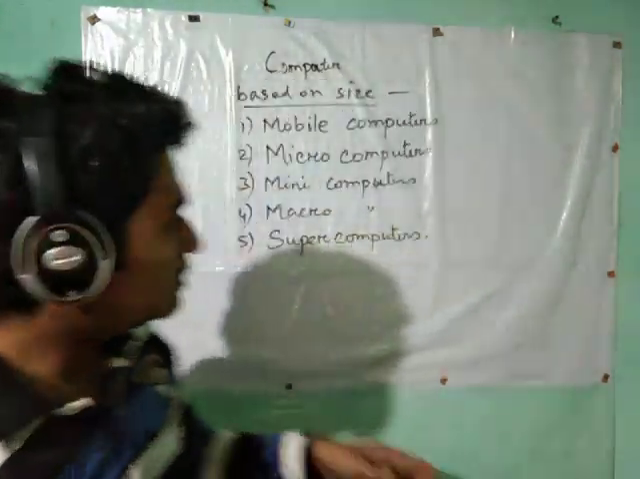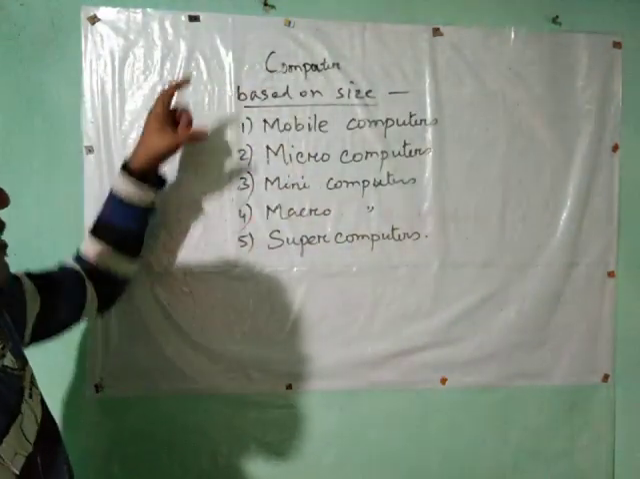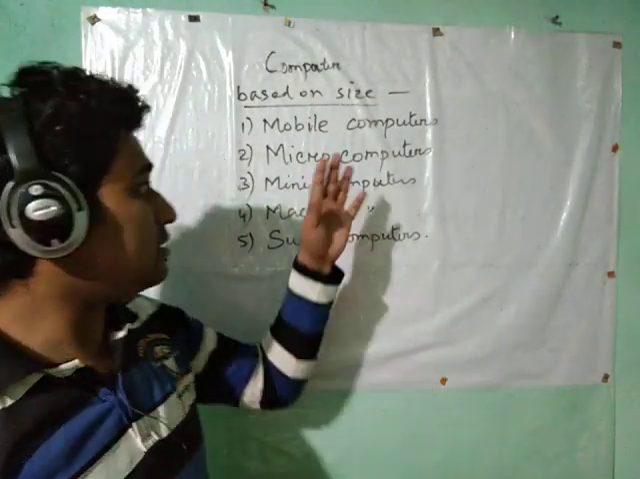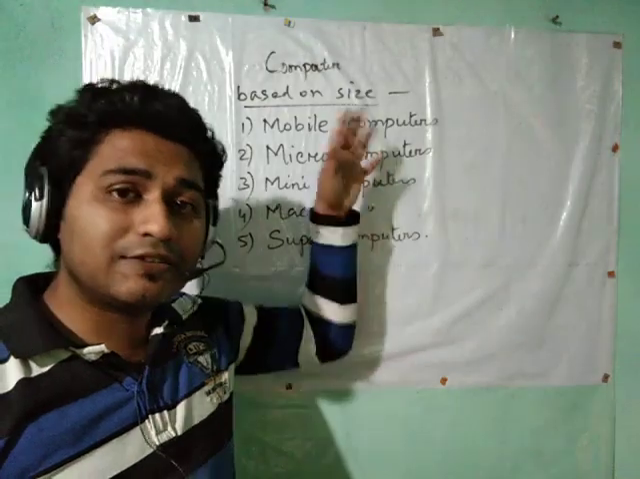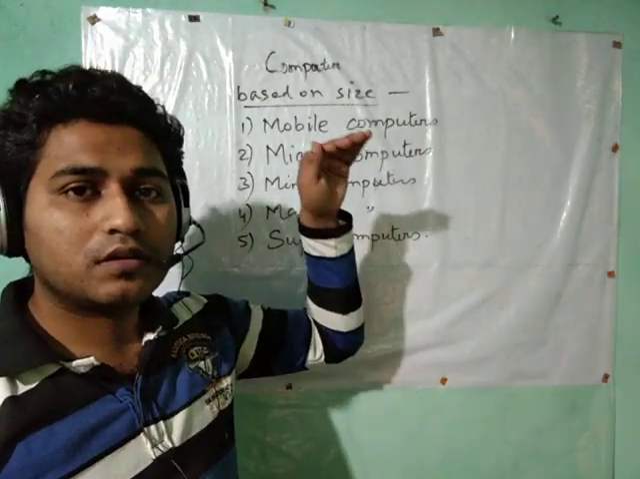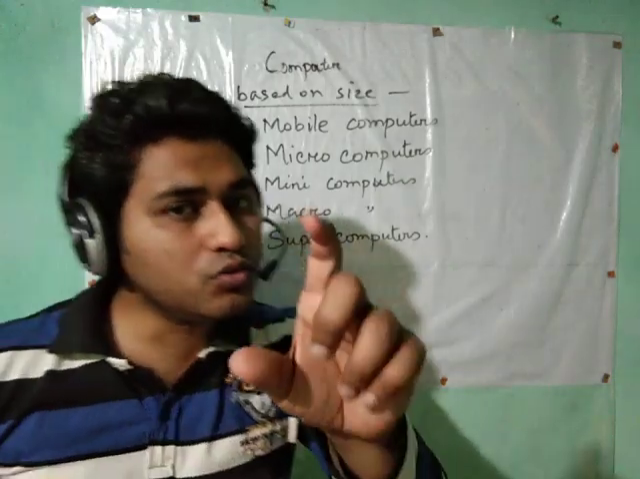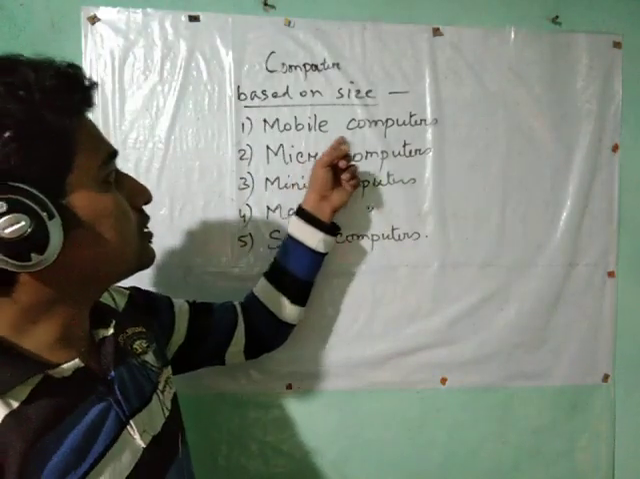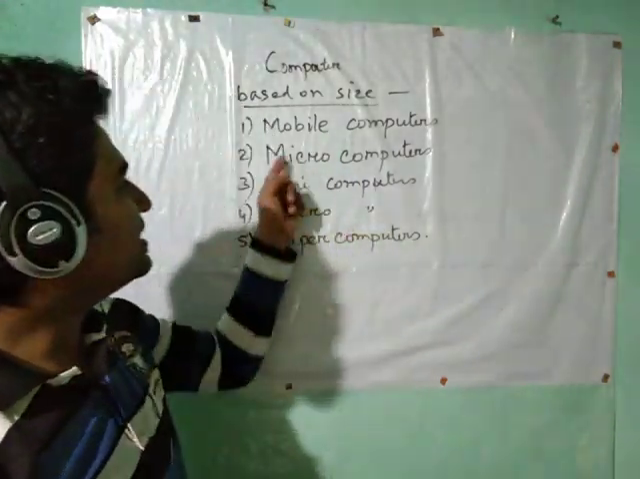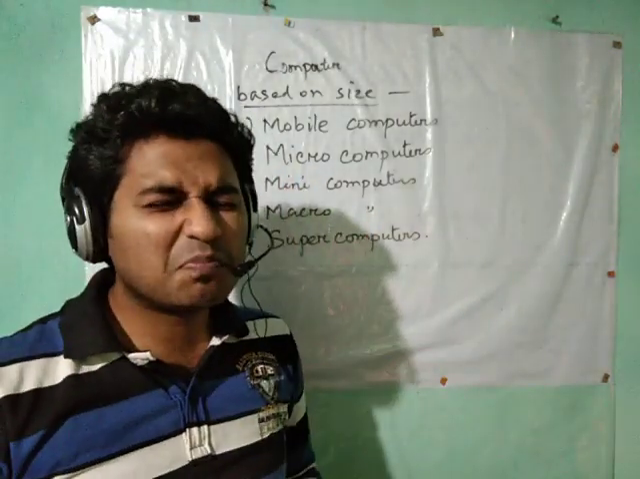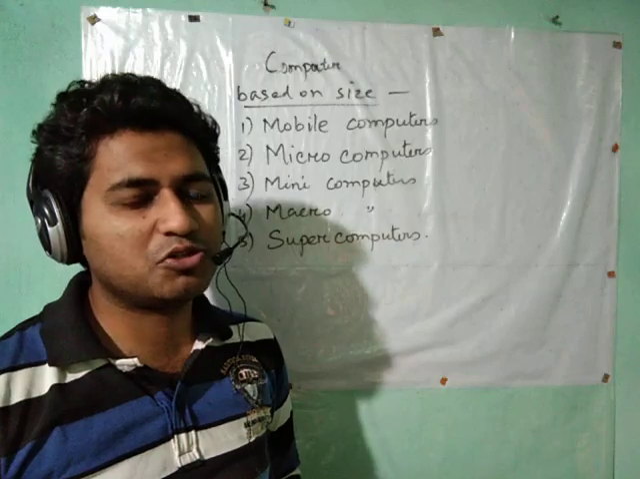Nowadays, till today, these are the categories of computers that have been developed through some evolutions. Understood? Now you may think that first mobile computer came, then microcomputer, then mini computer, but it is not actually true.